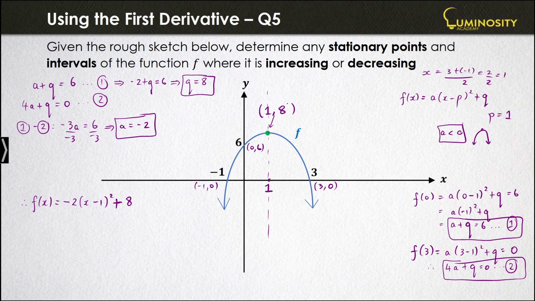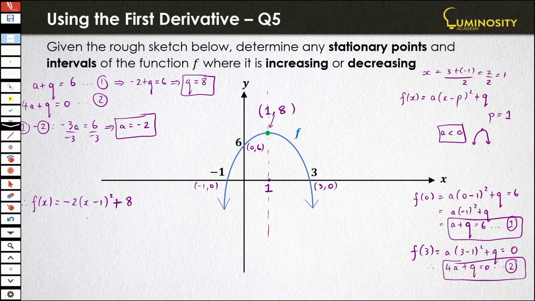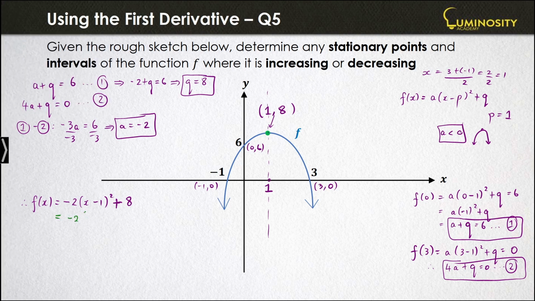All right. Now I feel like I've got all the information I need because now I can determine stationary points. That's when the first derivative is equal to 0. Now that I've got the function, I can expand it out. So it'll be negative 2 times x squared minus 2x plus 1, so that's squaring out (x minus 1) all squared, plus 8. Expanding that out, negative 2x squared. Negative 2 times negative 2x is positive 4x. So be careful when you expand out. And negative 2 times 1, and then plus 8. So I get negative 2x squared plus 4x plus 6.